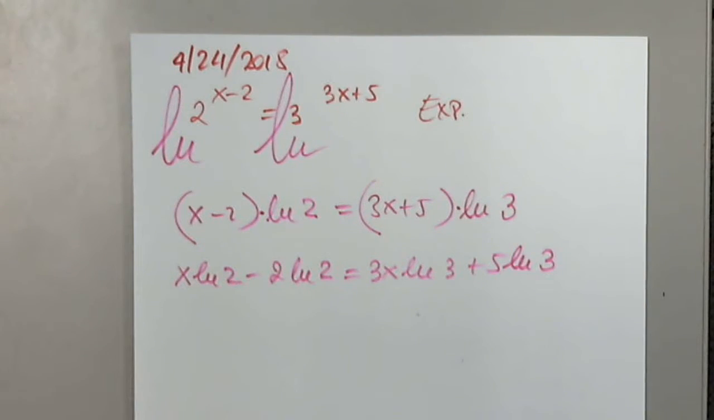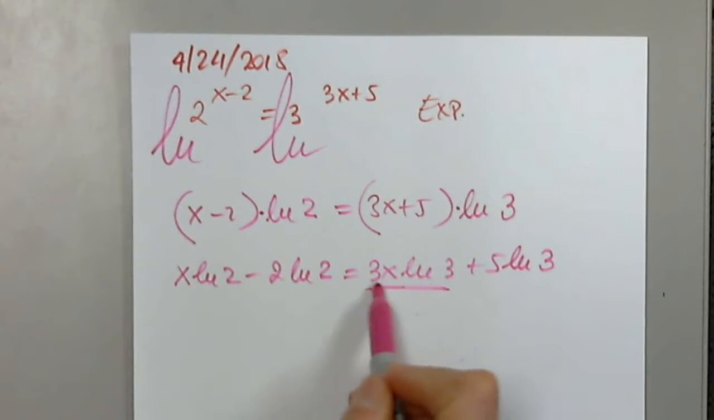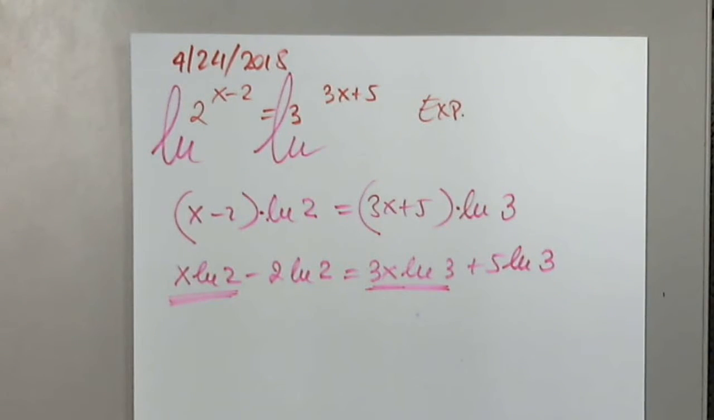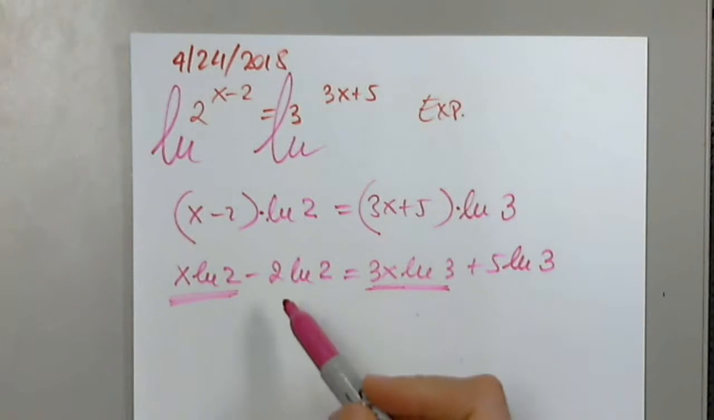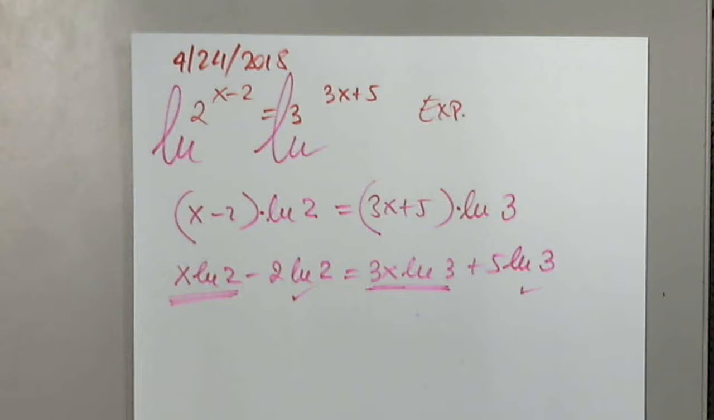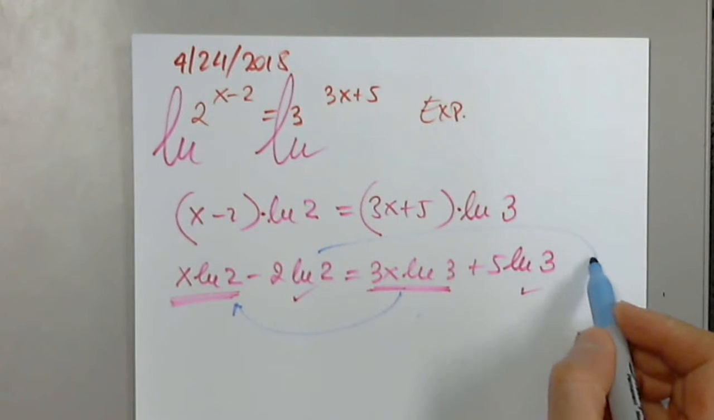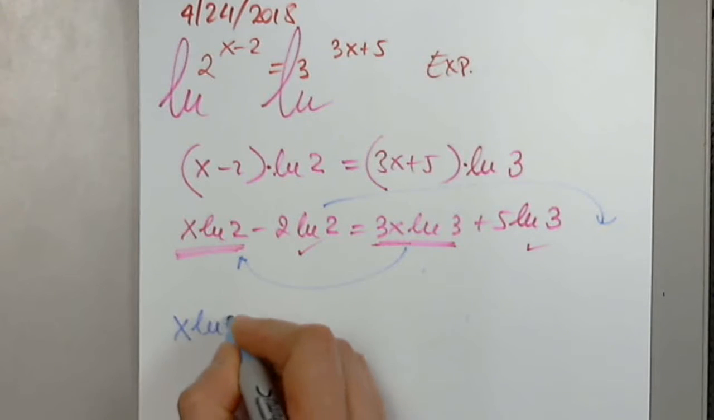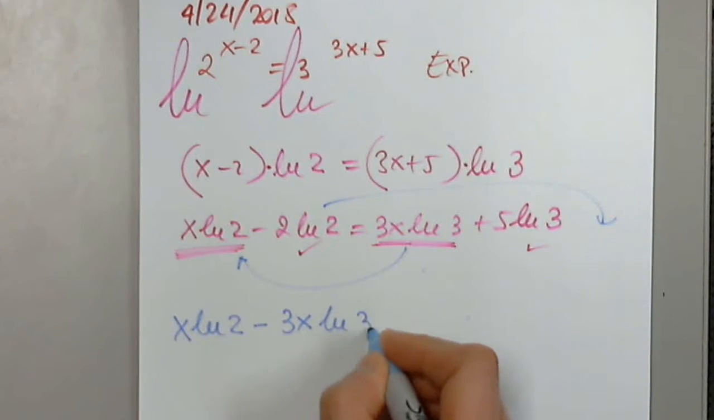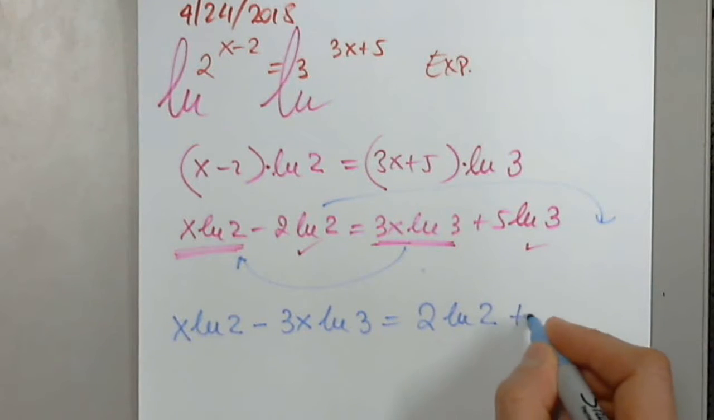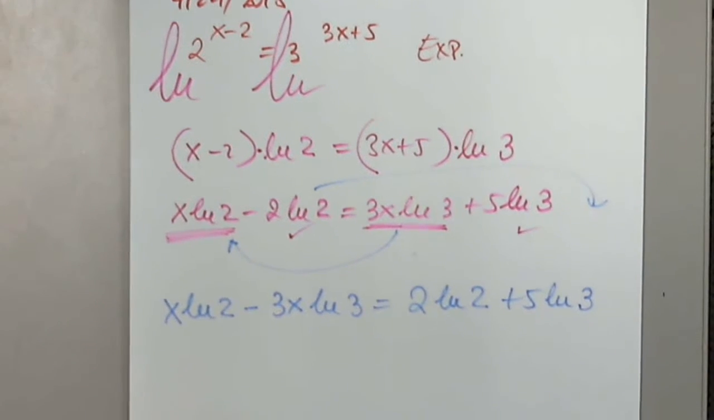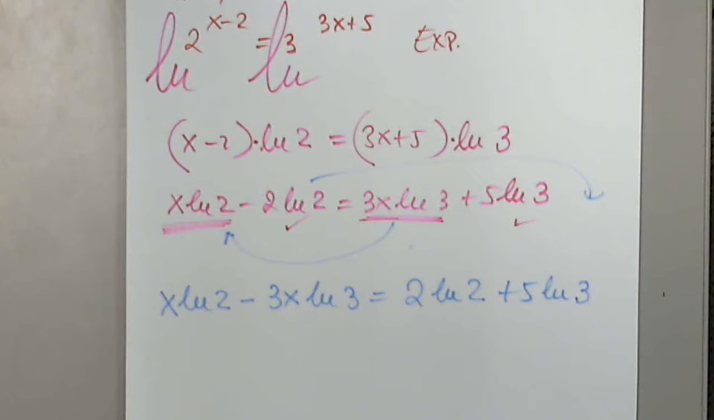Next step. Yes. However, since I'm solving for x and I have these two terms with x, one on one side and one on the other, and I have these two terms without x, what will be my next step? It's a linear equation. How do I solve it? All the x terms on one side. Yes, very good. So I have to move this term here and this term here. Let's do that. x natural log 2 minus 3x natural log 3 equals 2 natural log 2 plus 5 natural log 3. Very good. Now what?